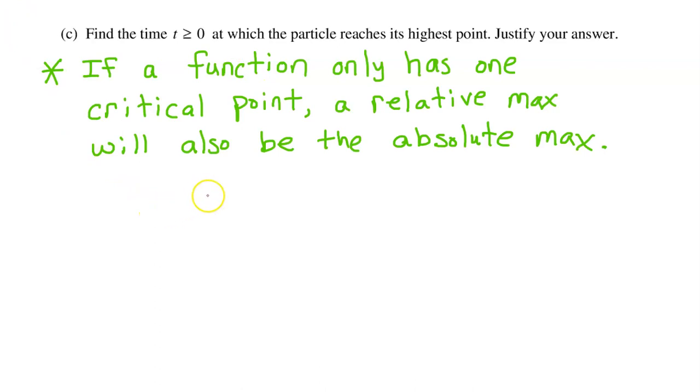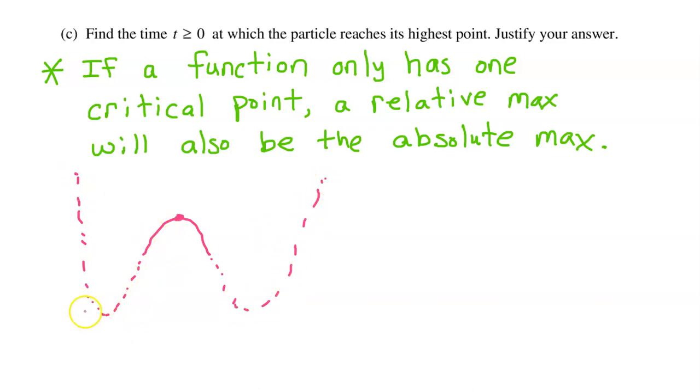We can find the absolute max without a candidates test as long as the position function turns out to only have one critical point. If a function only has one critical point, then a relative max will also be the absolute max. This makes sense because if we have a relative max like this, and let's say we don't exactly know what happens outside of this small window. However, if this is the only critical point, then there's no way that the function will bend back around and end up higher than this point.